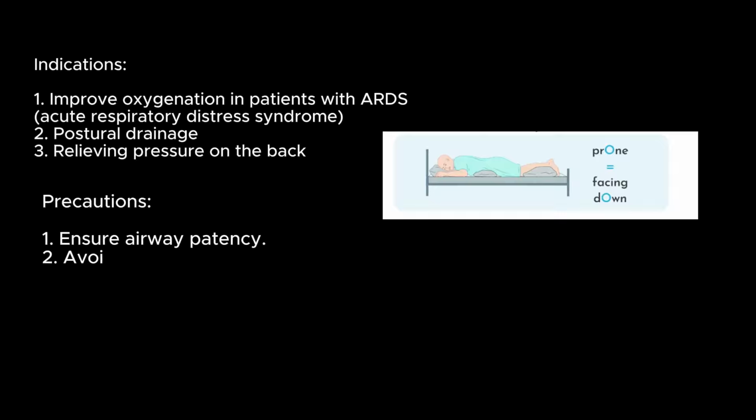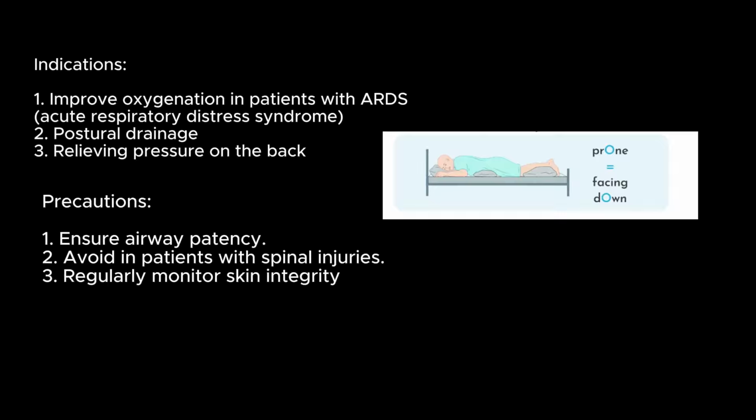Now, what are the precautions we need to look out for when it comes to prone position? Number one, you must ensure airway patency. This position is avoided in patients with spinal injury. Any patient that has a spinal injury should avoid this positioning. Regular monitoring of the skin is also very important. You must regularly monitor the skin integrity. Why are you monitoring the skin? To prevent pressure sore or bed sore.